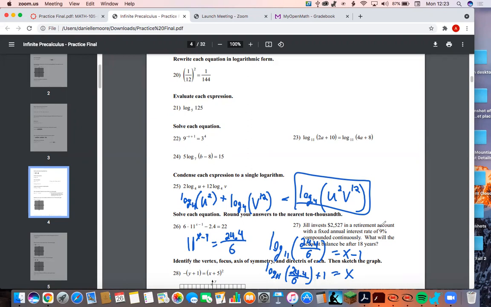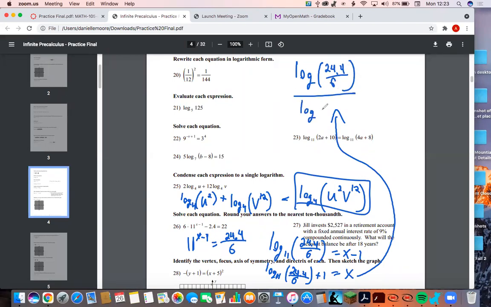If it can't, then what you might do is use the change of base formula to make it look better. I'll put that up here. Remember, the change of base formula is the common log or any log that you want, but we normally go with the common logarithm. So log of 24.4 over 6, over log 11, and then all that plus 1. Then run it through a calculator, and you'll be as good as gold.